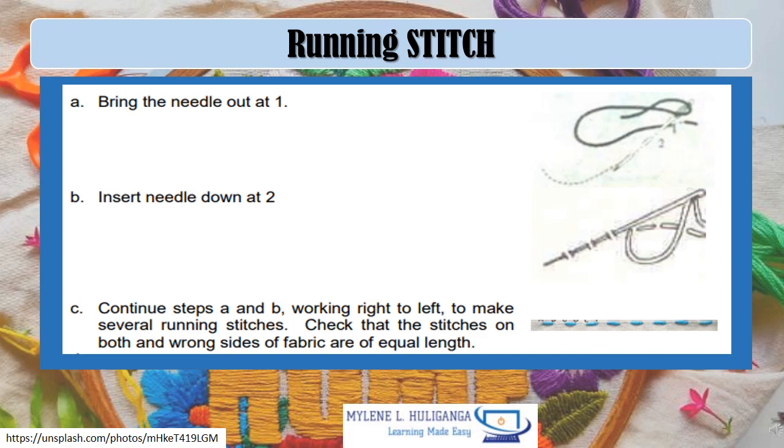Running stitch. Bring the needle out at 1. Insert the needle down at 2. Then continue steps A and B, working out to left to make several running stitches. Check the stitches on both right and wrong sides of fabrics are equal in length.